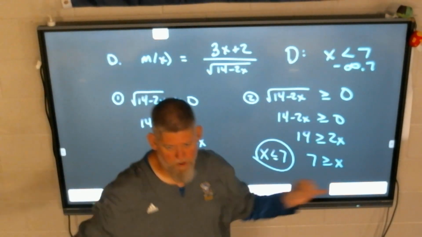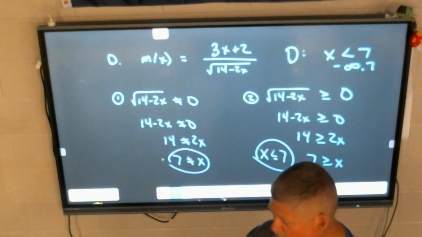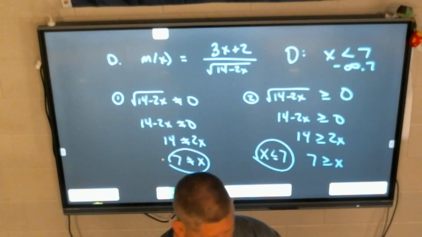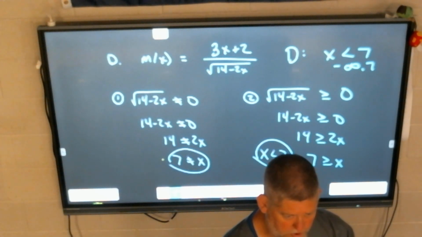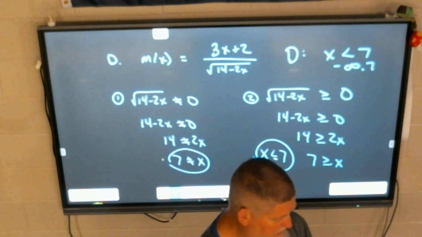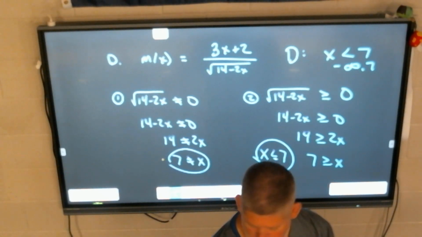All right, so polynomials, what's the domain? All real numbers. All real numbers, always. Okay. Rationals, what's the domain? What's the issue? What do you do? Can't be 0. What cannot be 0? What cannot be 0 with rationals?